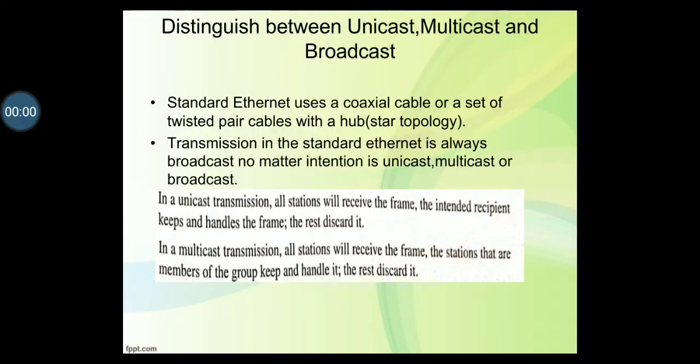Students, in this lecture we'll see how to distinguish between unicast, multicast and broadcast transmission.